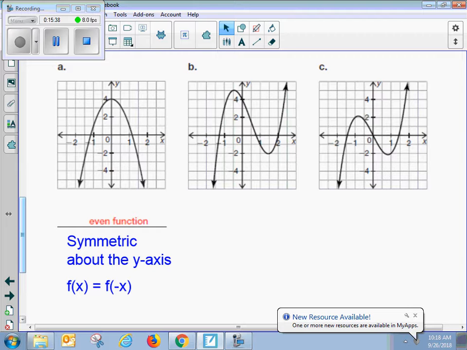We're good? Okay. Look at C. So I'm skipping over to C. It's either odd or neither with me so far because of the end behavior. It is symmetric. I have to look. Does it go through the origin?